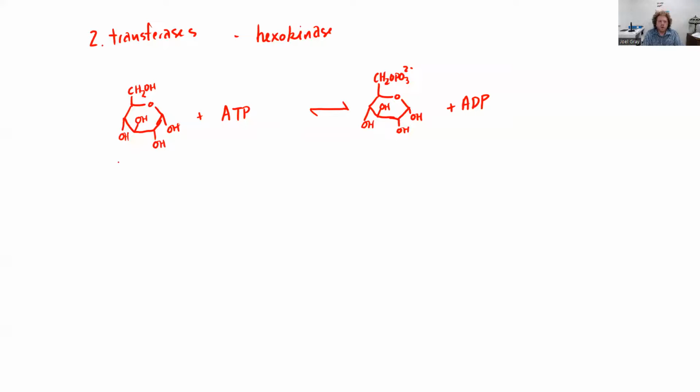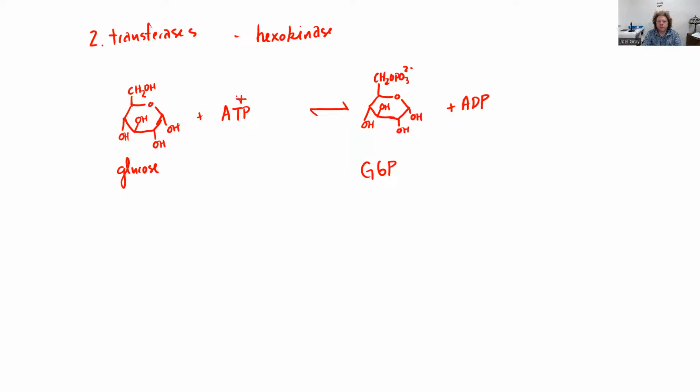Now, what I have here on the left-hand side is I've got glucose, the cyclic form of glucose, and I've got ATP, or adenosine triphosphate. Now my product is glucose 6-phosphate, which I'm going to label as G6P. My other product is adenosine diphosphate.